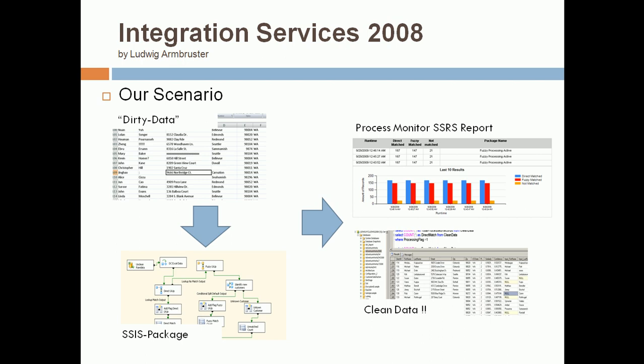And you see in the upper right corner here, there's also a Reporting Services SSIS report. That's basically just a process monitor, which will display nicely in a chart how the process was done, how many records actually were matched with the fuzzy lookup, and how many were not matched. And the result of that match process depends on the similarity threshold, which we're going to talk about soon. And then in the lower right corner here, we see the clean data.